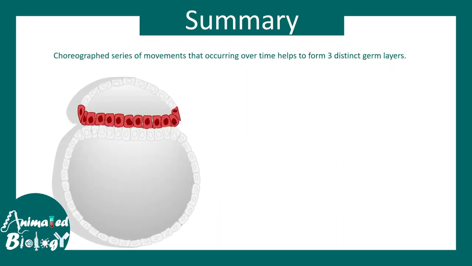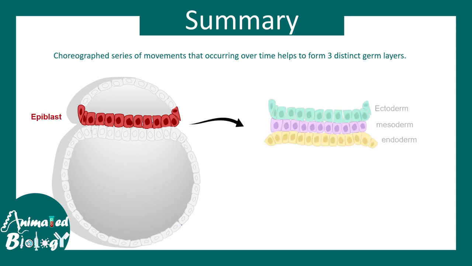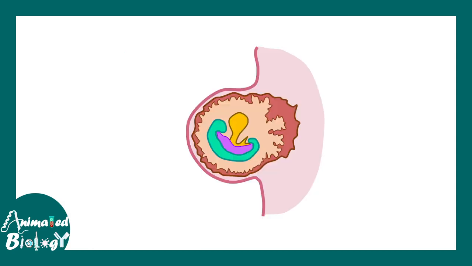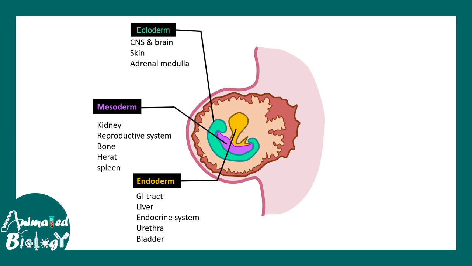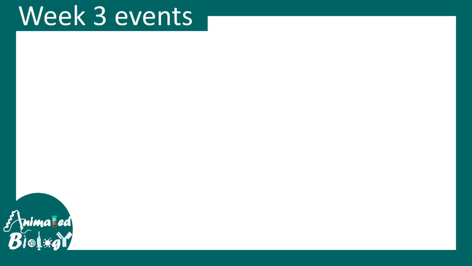So as a summary, we can say gastrulation was the most important event during the third week of gestation, and it involves coordinated movement which results in formation of three germ layers, ectoderm, mesoderm and endoderm, from the epiblast. Eventually these germ layers would give rise to several regions. Ectoderm would give rise to CNS, brain, skin, adrenal medulla, for example. Mesoderm would give rise to kidney, bone, heart, spleen, etc. Endoderm would give rise to GI tract, endocrine system, bladder, urethra, etc.